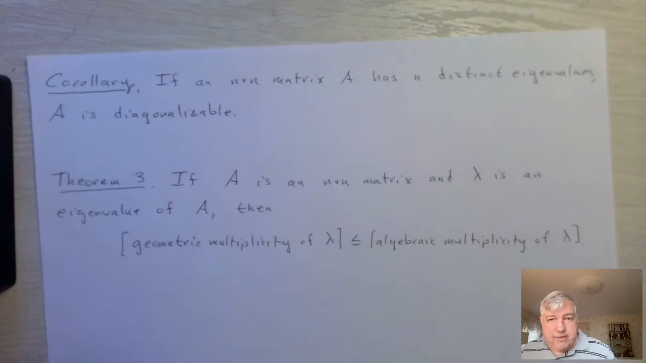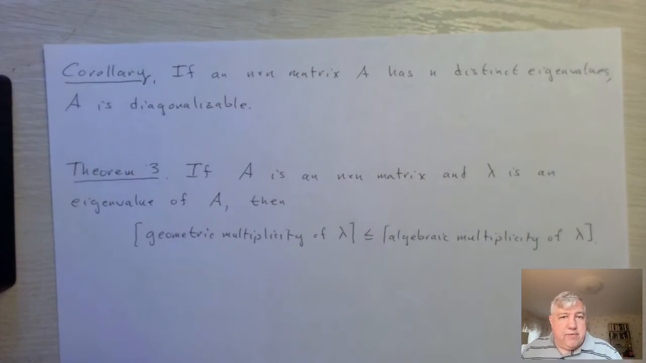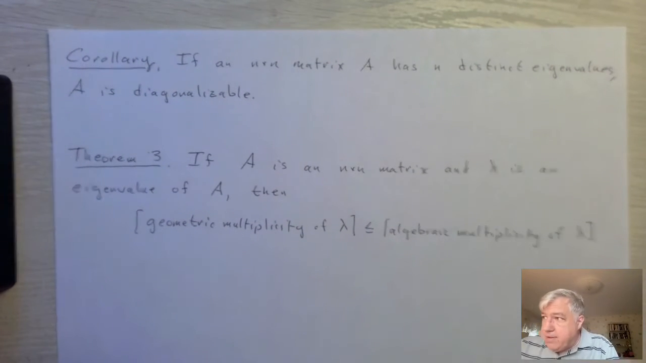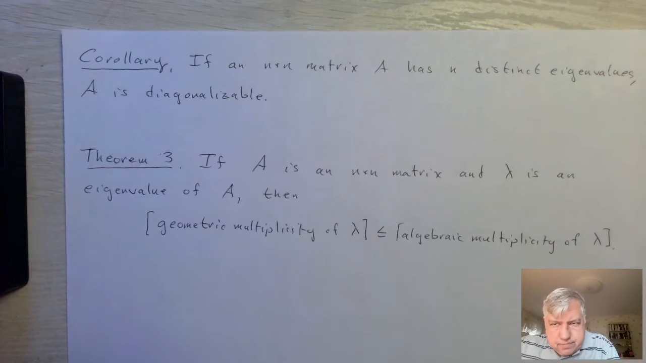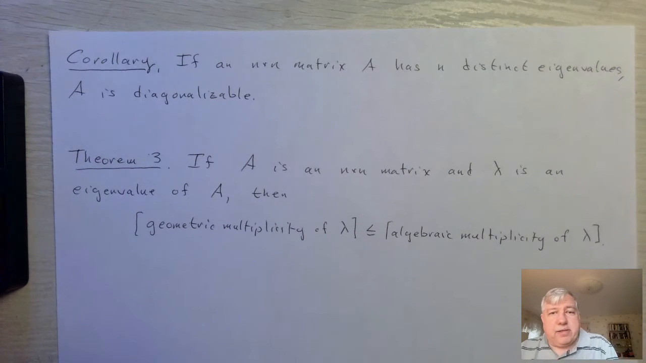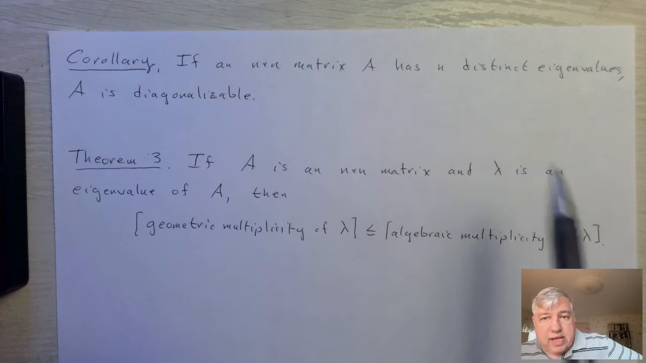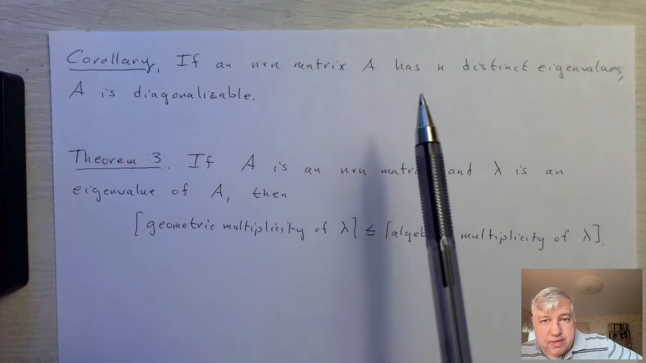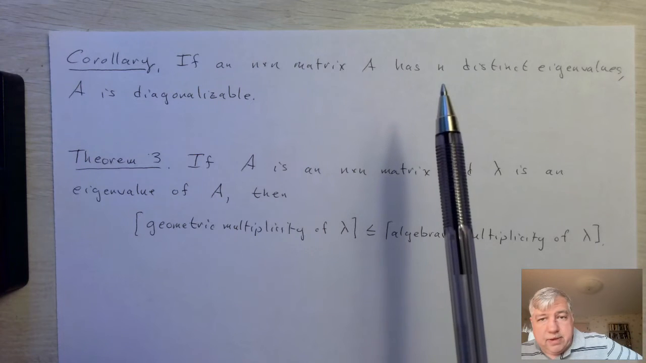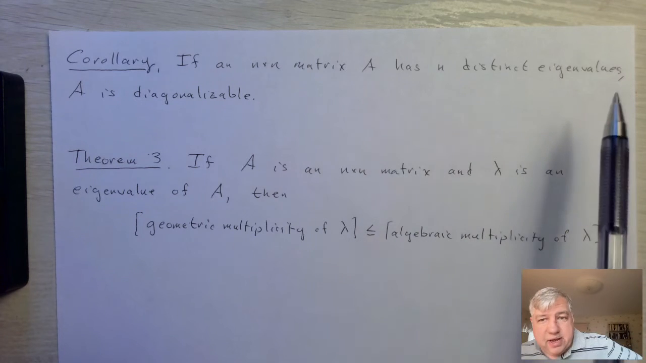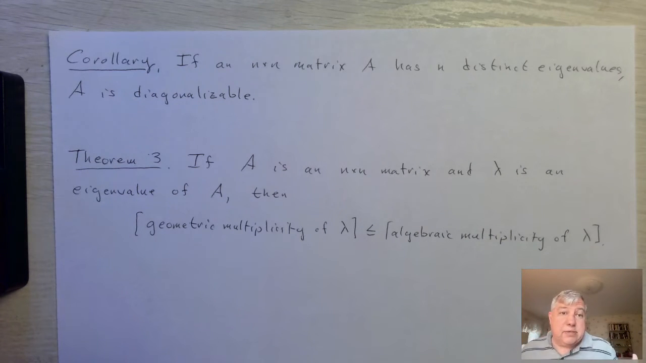As a nice corollary of this, if an n by n matrix A has n distinct eigenvalues, then A is automatically diagonalizable, because we proved in the last section that if a matrix has n distinct eigenvalues, then the eigenvectors have to be linearly independent. So that's why it's always diagonalizable.